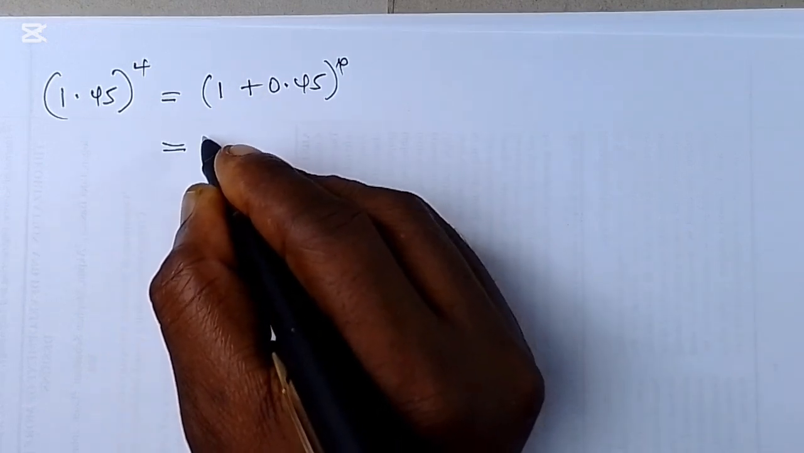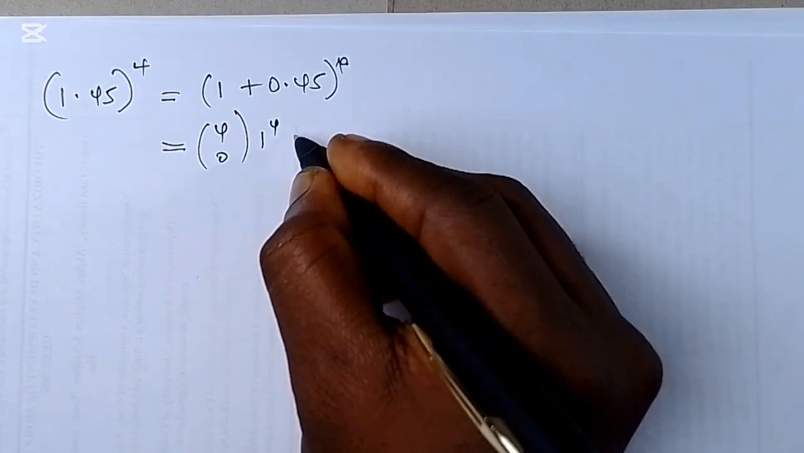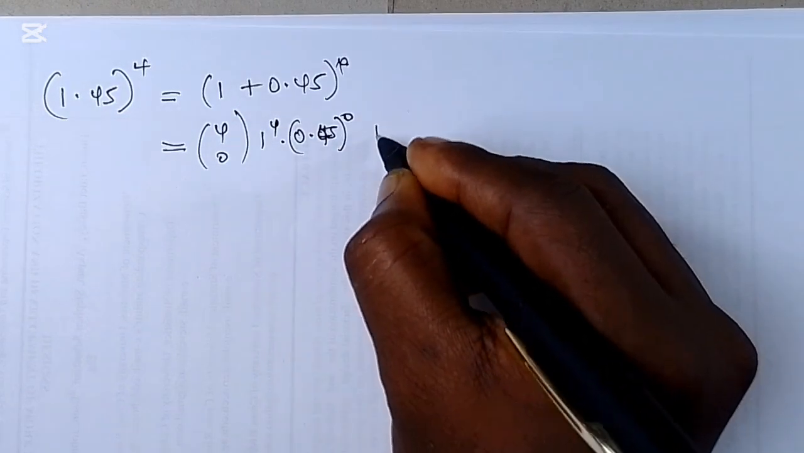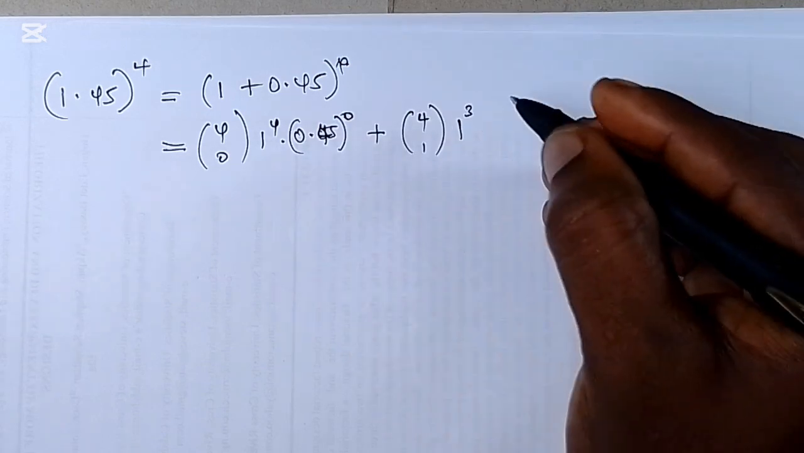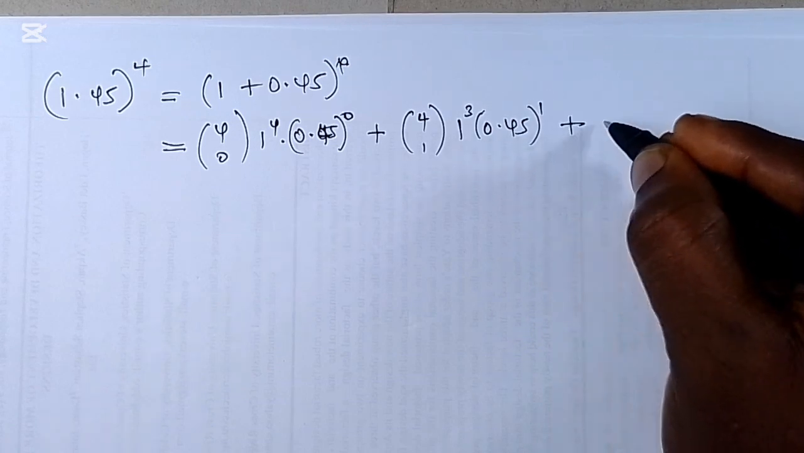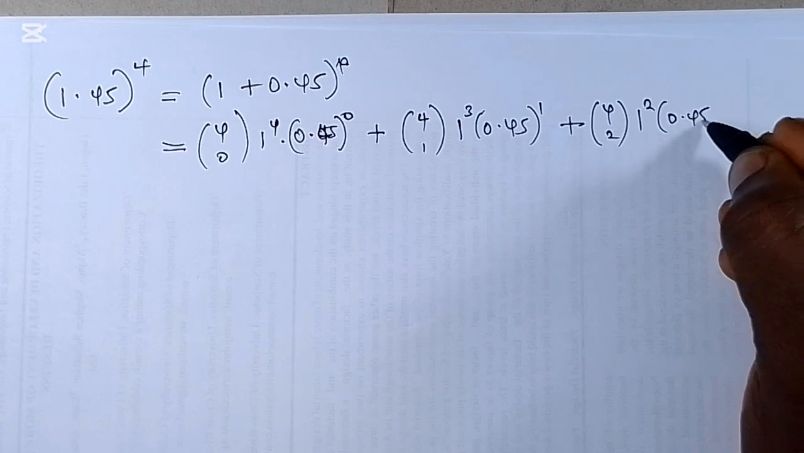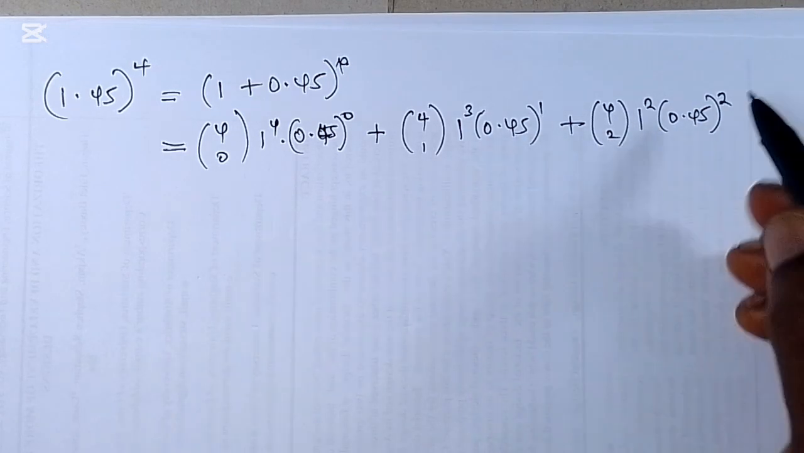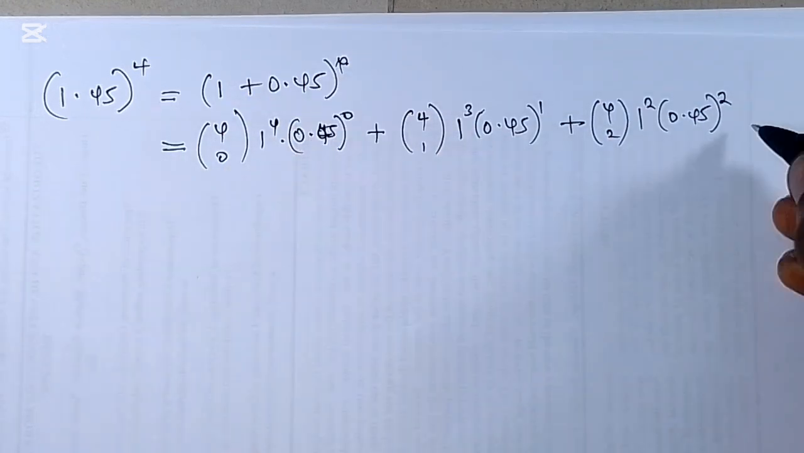is to now apply binomial expansion, which will be 4 combination 0, 1 raised to the power 4 times 0.45 raised to the power 0, plus the next coefficient will be 4 combination 1. Here 1 drops power from 4 to 3. This will be 0.45 raised to power 1 plus this will be 4 combination 2. This will be 1 raised to power 2. This will be 0.45 raised to the power of 2. Take note, 3 drops to 2 and 1 increases to 2. At the end of the day, the balance between the powers will give us the total power plus.